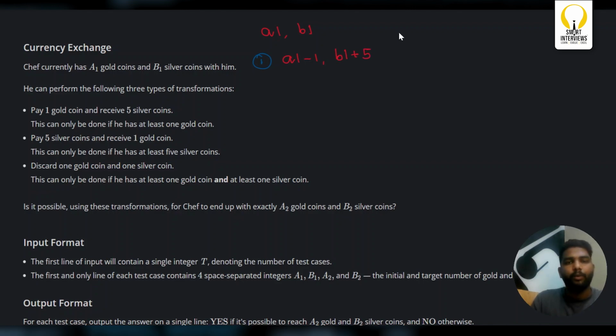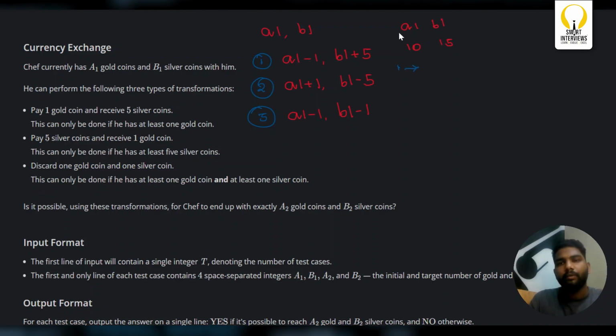And type 2 is the vice versa. He can increase the gold coins by 1 and decrease the silver coins by 5. And type 3 is decrease both of them by 1. Alright, let's take an example and see. Initially, let's say A1 is 10, B1 is 15. Now, if I perform operation 1, what will happen?